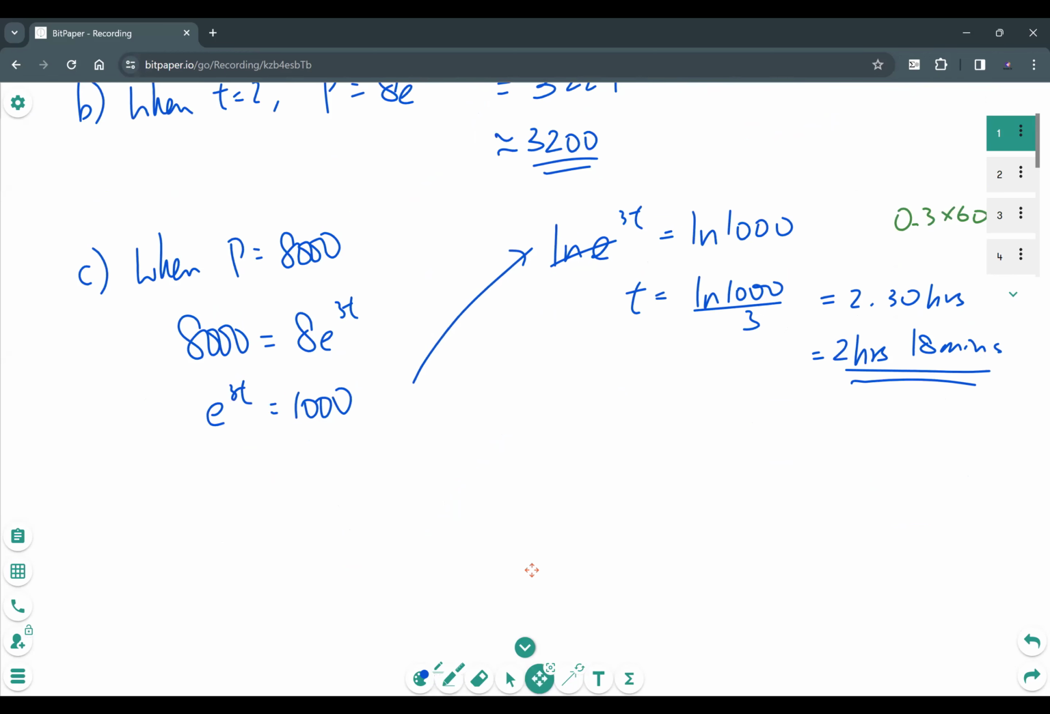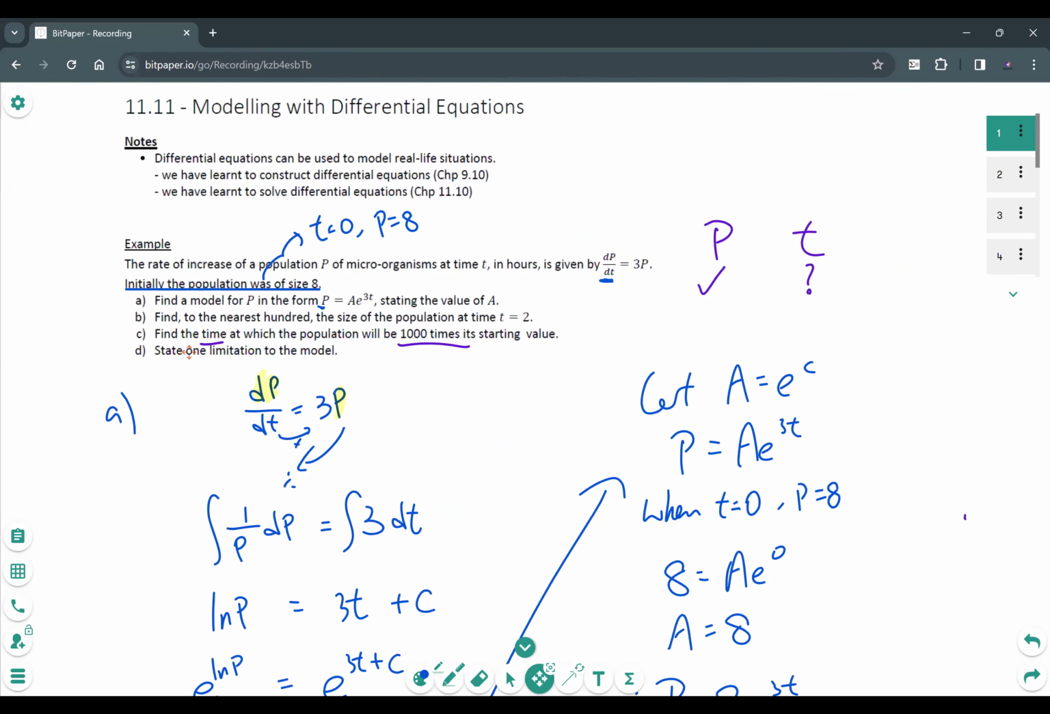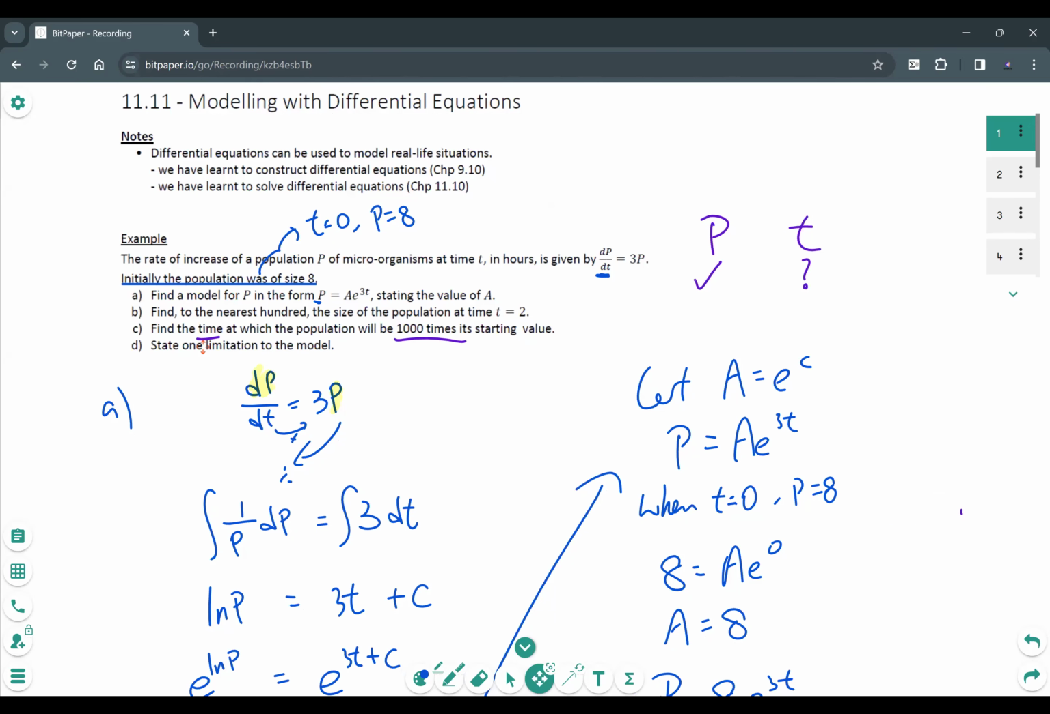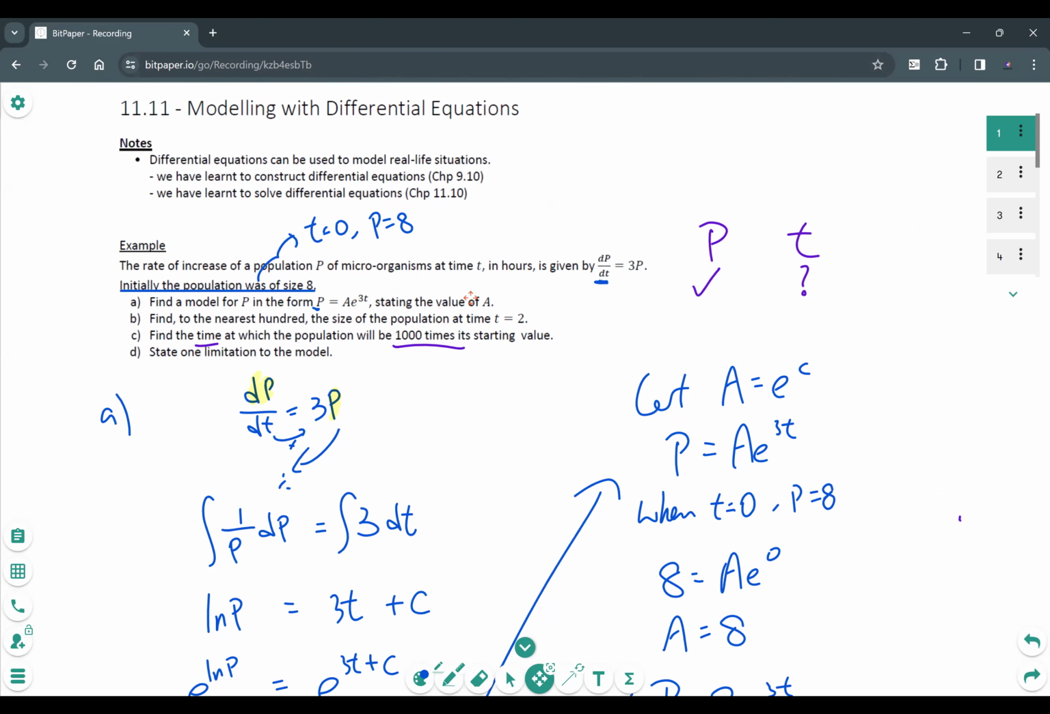Part D. Let's have a read. State one limitation to the model. Well, we know this. Think about the long term. We are people with good minds, we always think about the future. We don't care what we eat tonight, but we'll think about what our child will eat. So in the future, when t gets really big, so does P. However, there's an issue with that, because P is a population, so P cannot grow infinitely. Why can't P grow infinitely? Because they might run out of food. So that's the answer, part D.